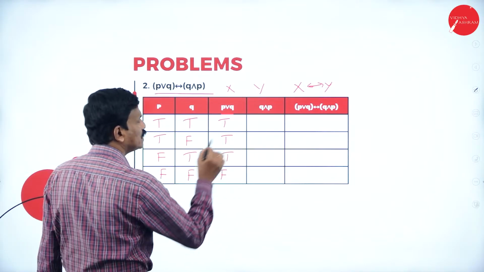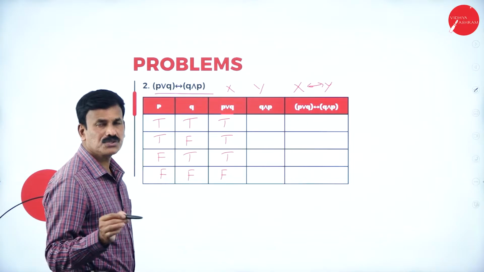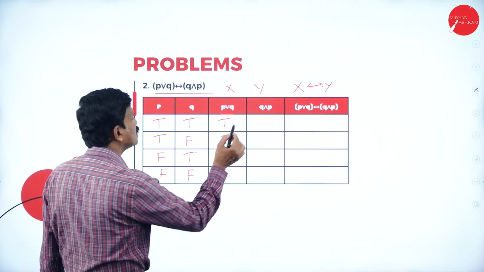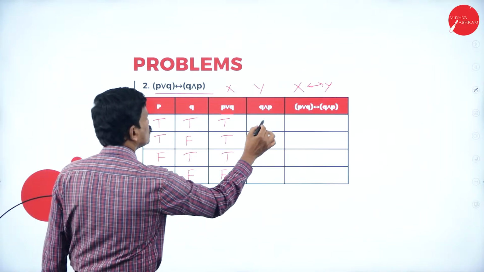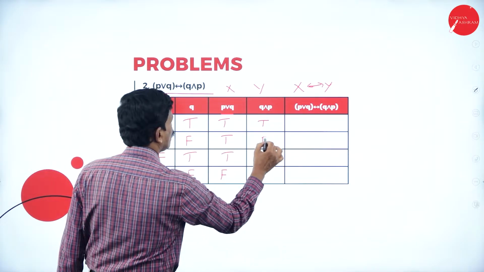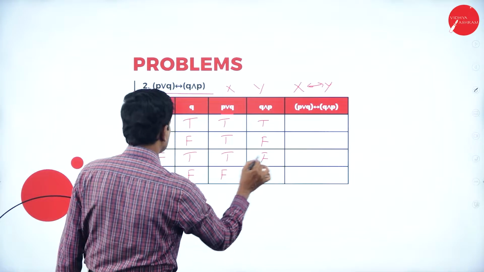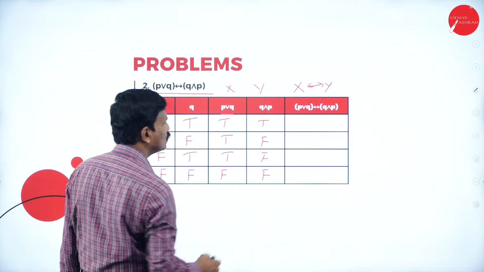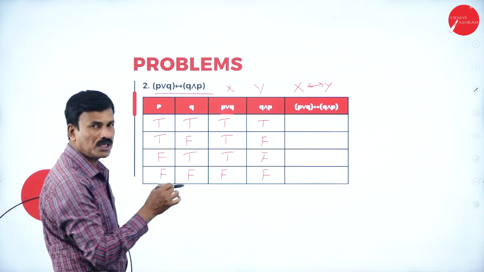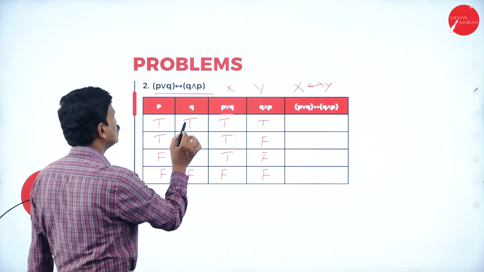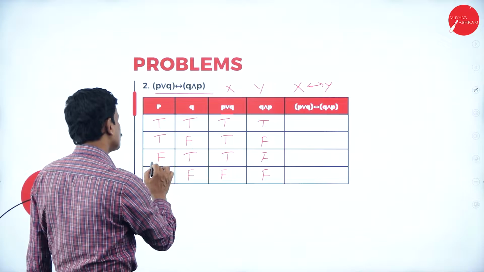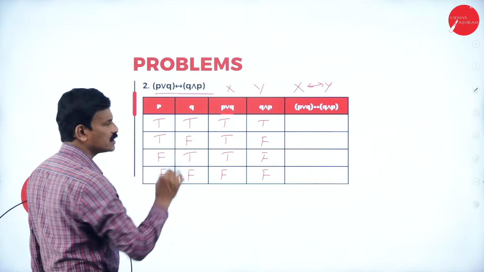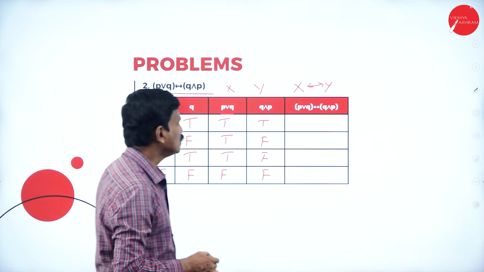Whereas for conjunction, true and true is true, remaining are all false. So the conjunction between Q and P. Don't get confused with Q and P. True and true is true, false and true is false, true and false is false, again false and false is false. So the conjunction is true only when both are true, in all other cases it is false. So this is the table.